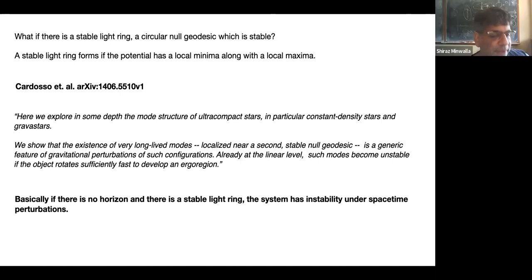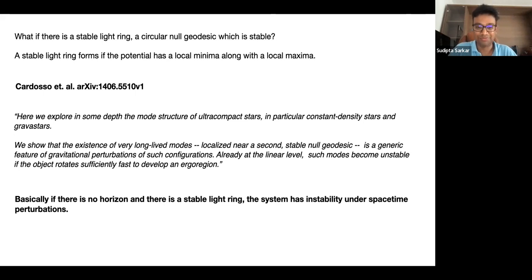That's very interesting. So basically you're saying the things that are smaller than 3M, roughly speaking, are black holes, are always unstable to collapse. Unstable to collapse, provided because of this theorem. Okay. So basically if there is no horizon and there is a stable light ring.